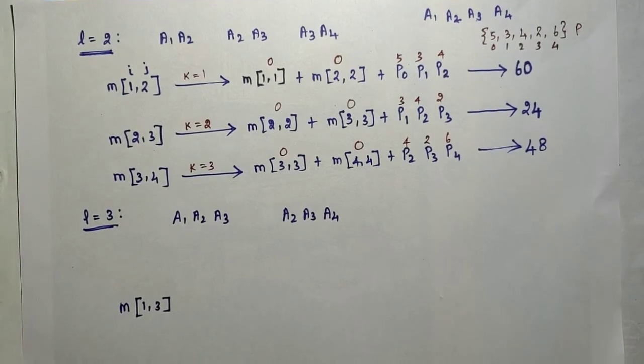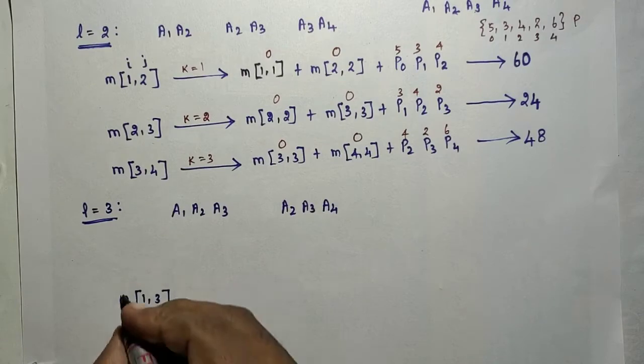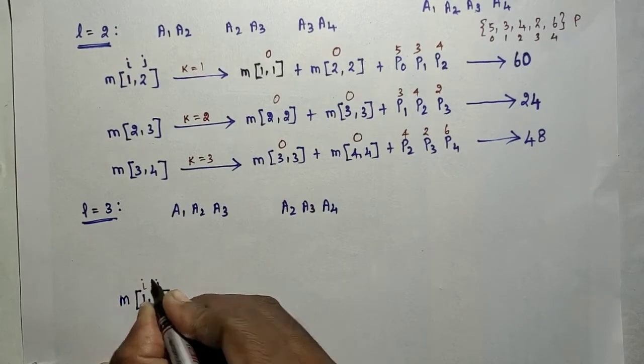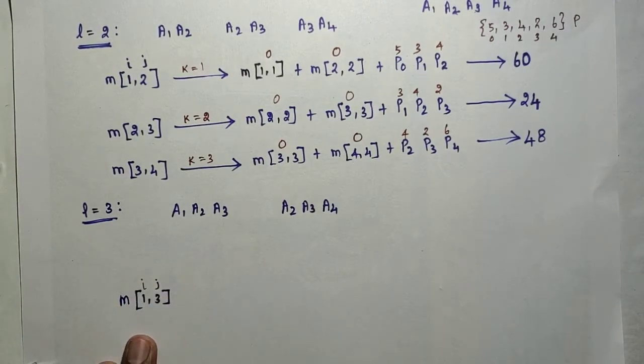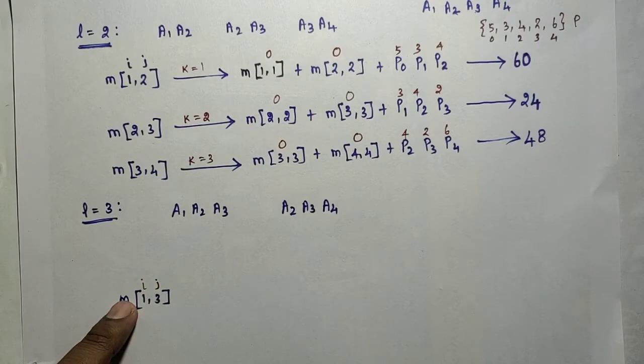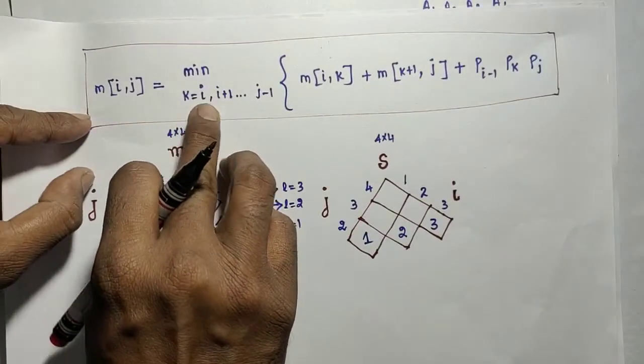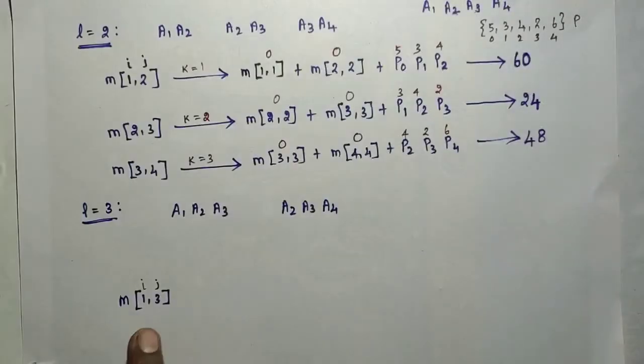Correct? So for this there are 2 possibilities. This is I and this is J. The K split position is either at 1 or 2. As per the algorithm, K starts from I, I plus 1 up to J minus 1. J is 3, 3 minus 1 is 2. So K equal to 1 and K equal to 2. So there are 2 possibilities here.